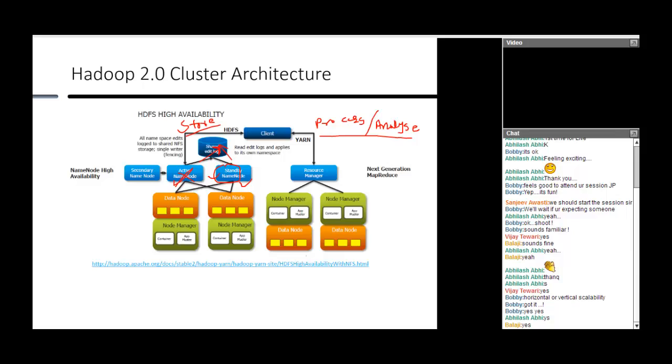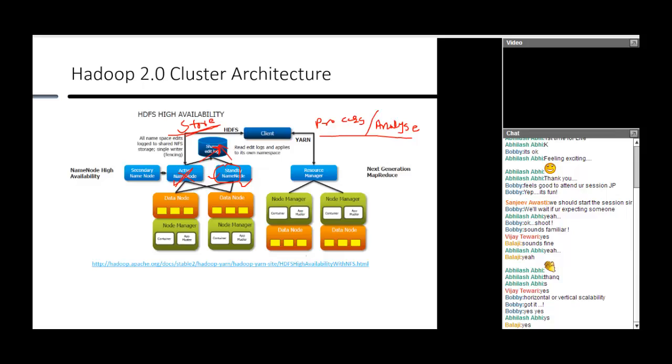So the problem of no high availability and horizontal scalability of the NameNode is resolved because we have multiple backups of the NameNode available in HDFS. So in terms of storage, they have added these functionalities, and that's how they have solved this problem. In terms of processing the data, as we discussed, the job tracker is overburdened.